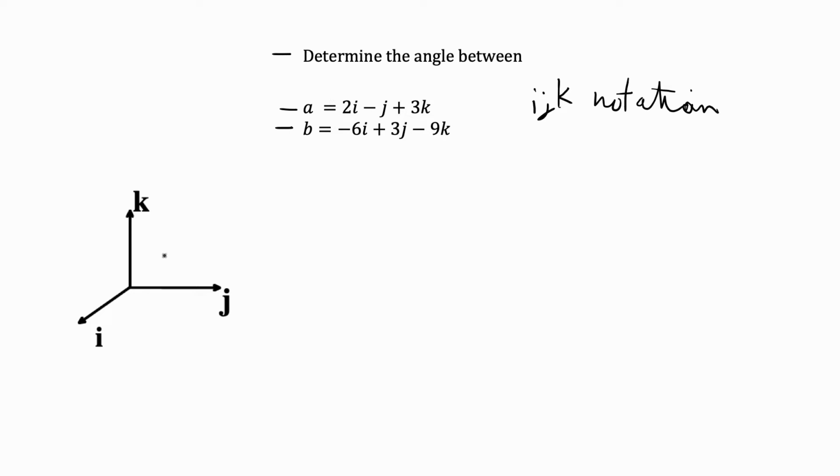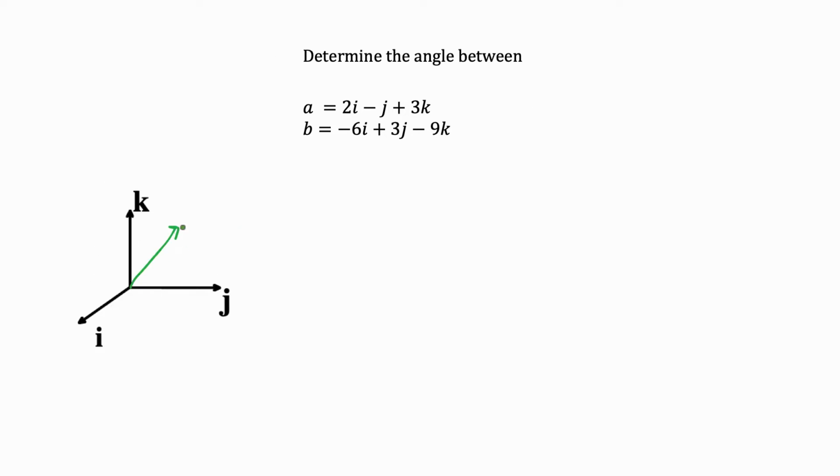So IJK notation means the vector is in three-dimensional space and it breaks down the direction and the magnitude of each vector into three components, IJK, where IJK refer to the different directions in three dimensions. I refers to the x direction, j the y direction, and k the z direction, and it assumes that these vectors are going to come out of the origin, which is the point 0, 0, 0.